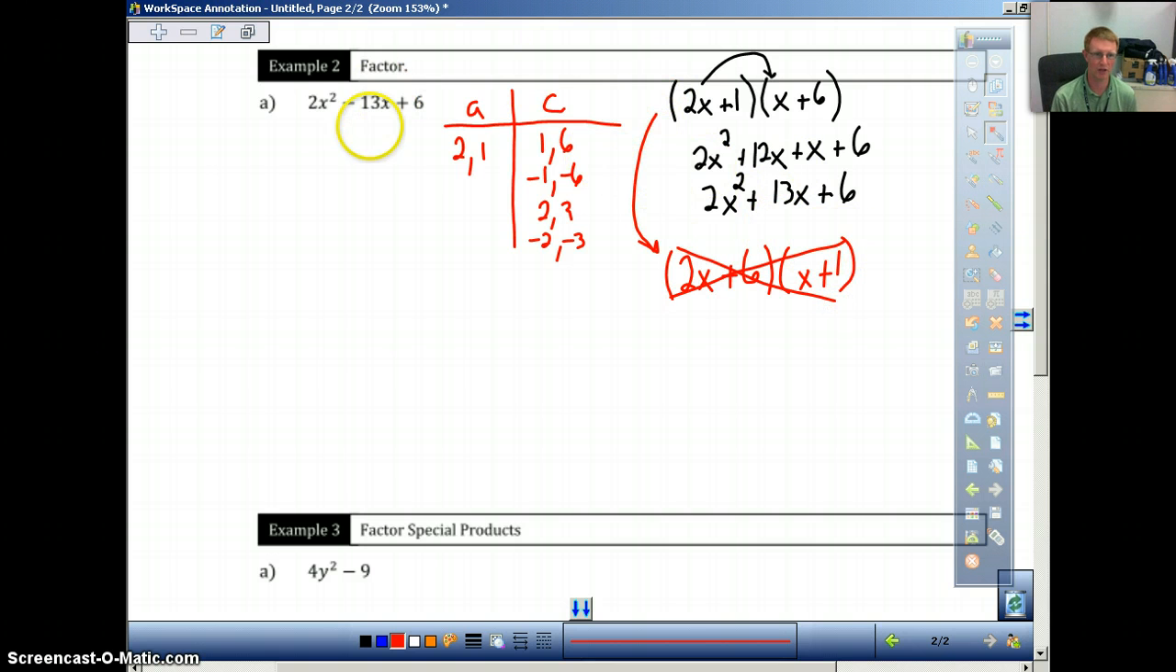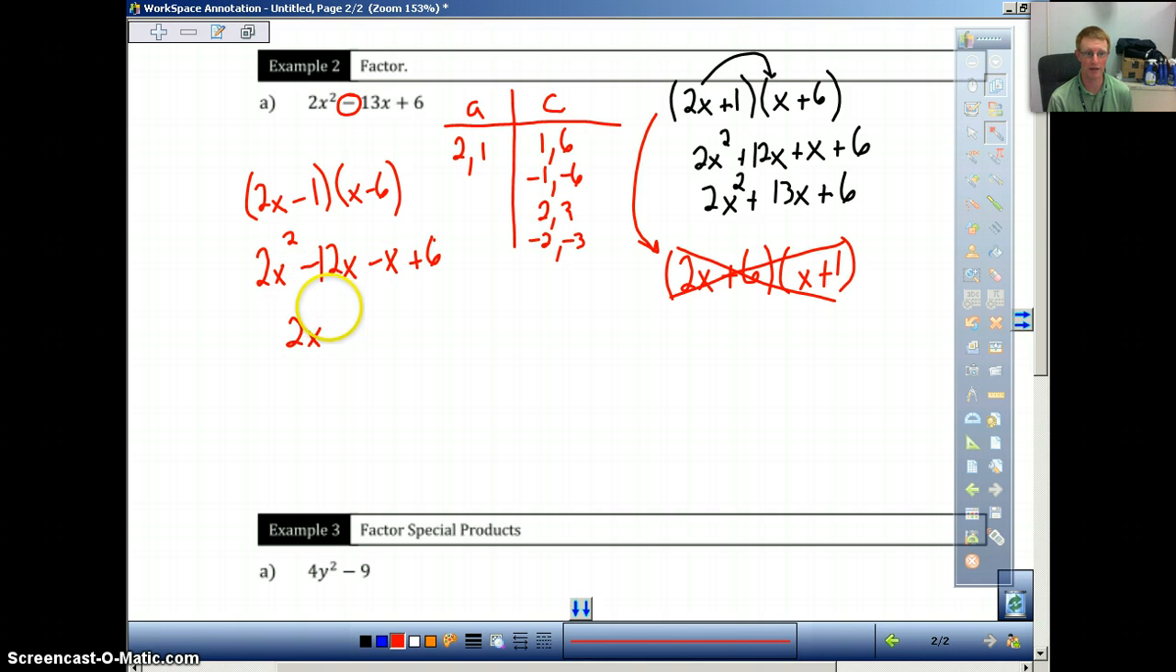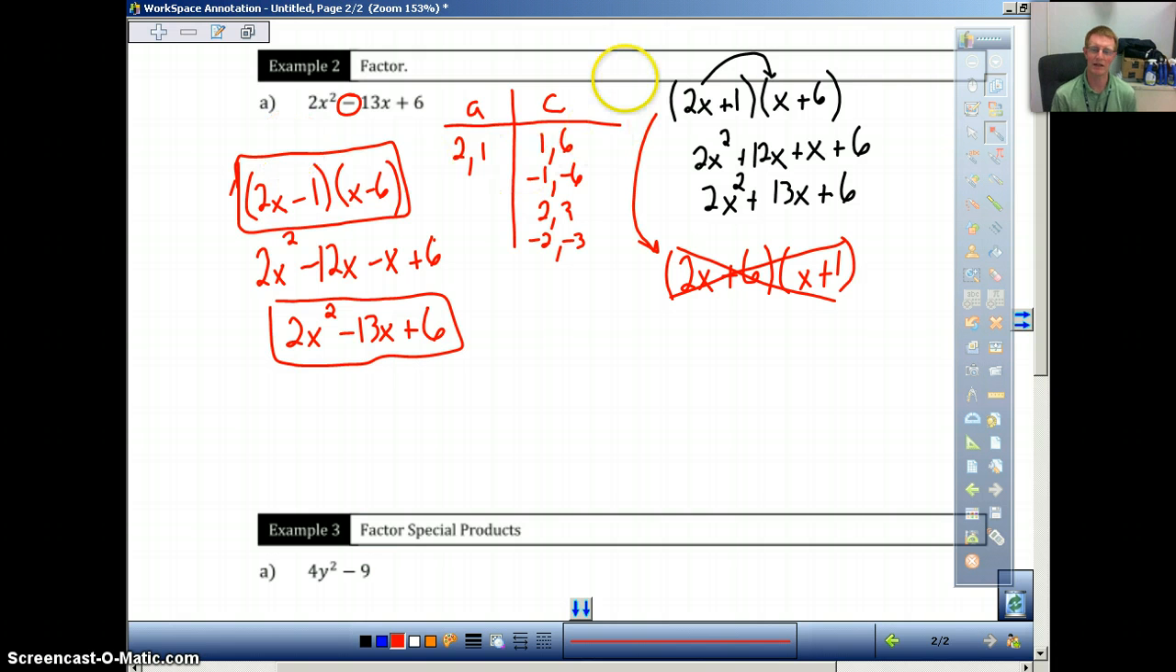Let me give you a quick little tidbit here. This sign tells you a lot. Because it's negative, you can pretty much assume that your answers are going to have to be one of these two. So let's try that. Let's do 2x minus 1 and x minus 6 and FOIL that out. 2x squared minus 12x minus x plus 6. Negative 12x and negative 1x is negative 13x. Okay, so that one works. So therefore our factors would be this. Again, it is all trial and error.